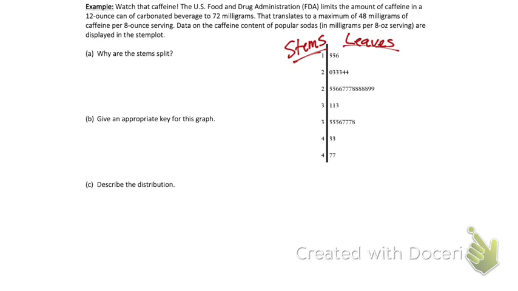But with these particular numbers, because the problem told me we were measuring milligrams of caffeine, that's the only reason I knew this was 15, 15, 20, 20, all that stuff. I want you to also look at the stems and notice that we have 1, and then we have 2, 2, 3, 3, 4, 4. The fact that we have 2 2s, 2 3s, 2 4s, that's called splitting stems, okay?